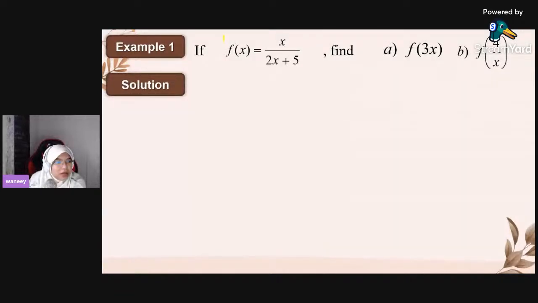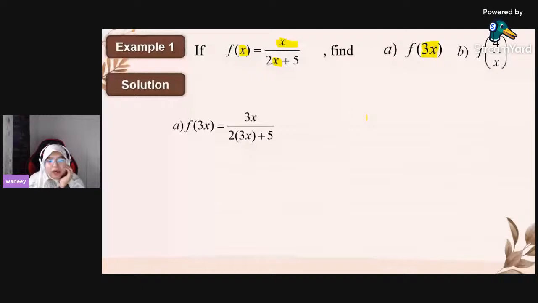Replace the x here with 3x. So every time you see the x, make sure you replace it with 3x. So I have x over here, I'm going to replace it with 3x. I have x below here as well, so I'm going to replace it with 3x. So it will become 3x over 2 multiplied with 3x, plus 5.